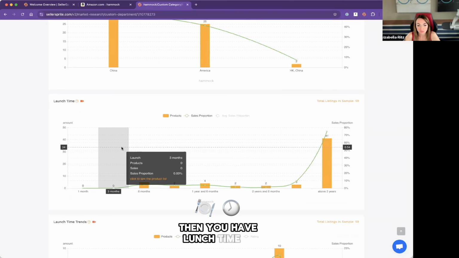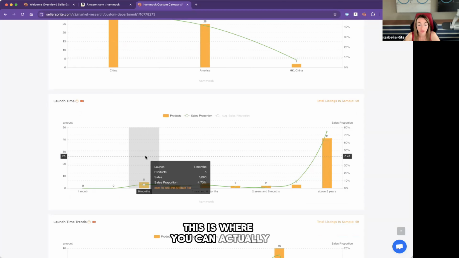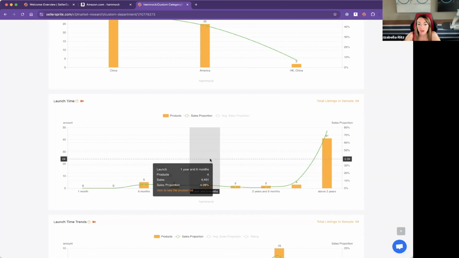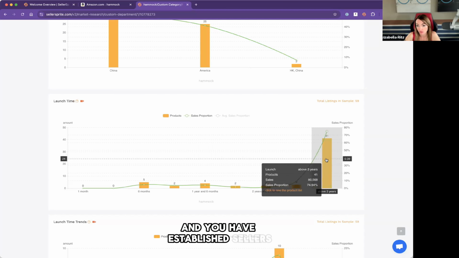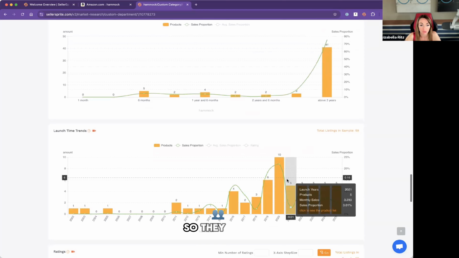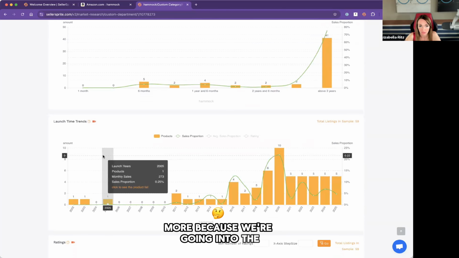Then you have launch time. This is where you can actually analyze and understand the saturation of new sellers versus established sellers, and if they're even able to be successful. For the past 6 months, you have 5 sellers that made a total of 5,000 sales, and you have established sellers that are pushing about 80,000 sales per month, in units. And those sellers are probably really, really established, and this number is actually going up. So they will make, of course, more because we're going into the summer season.